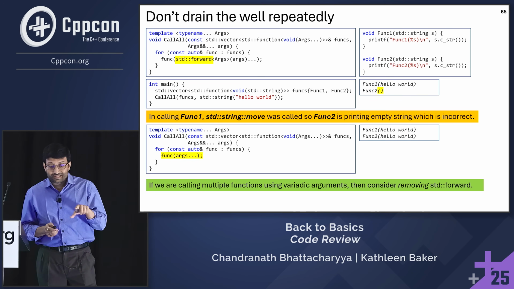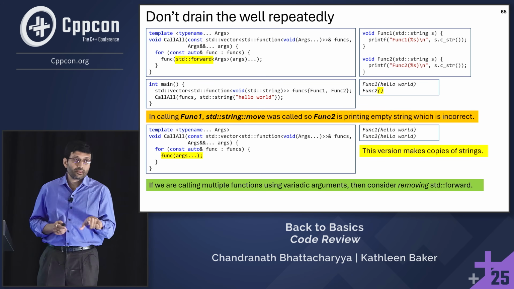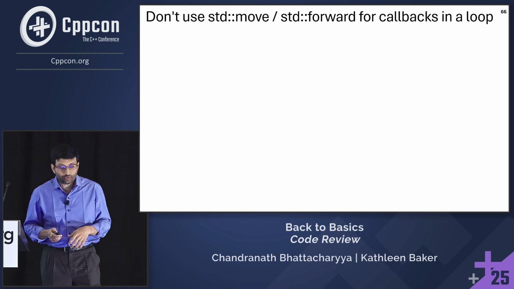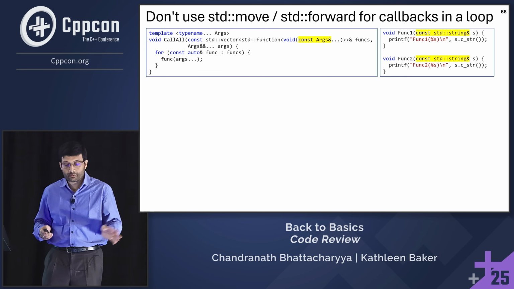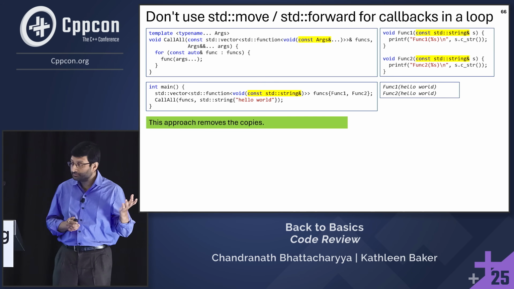Now, obviously, as you can see, this version actually makes copies. The copies of strings are being made. How do you remove those copies? You have to write more code, essentially just tag all of them as const reference. And once you do that, your copies are gone.